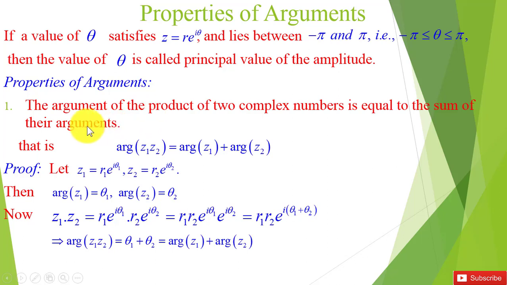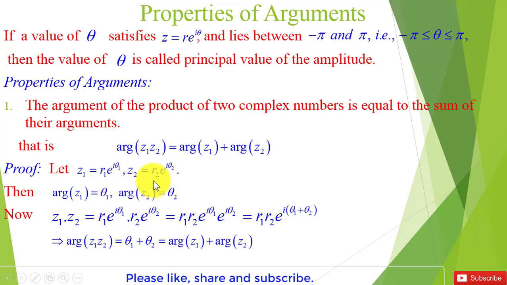Properties of arguments. The argument of the product of two complex numbers is equal to the sum of their arguments. That is, argument of z1 z2 is equal to argument z1 plus argument z2. Proof. Let z1 is equal to r1 e raised to the power i theta 1, z2 is equal to r2 e raised to the power i theta 2. Then argument z1 is equal to theta 1, argument z2 is equal to theta 2.